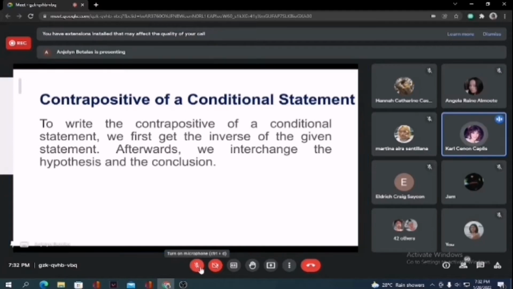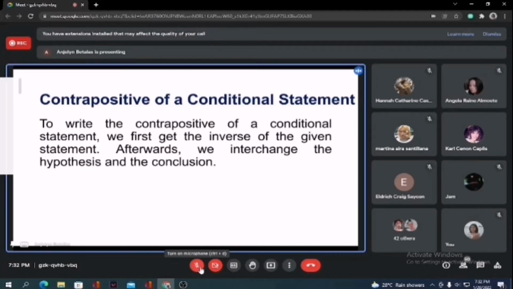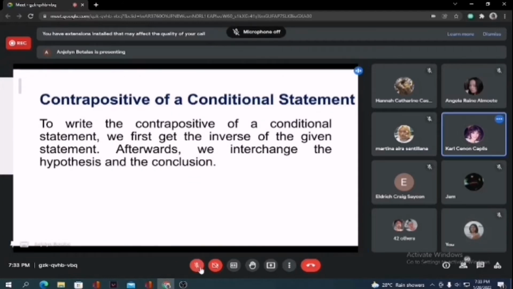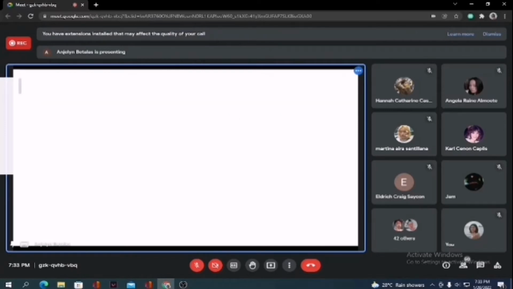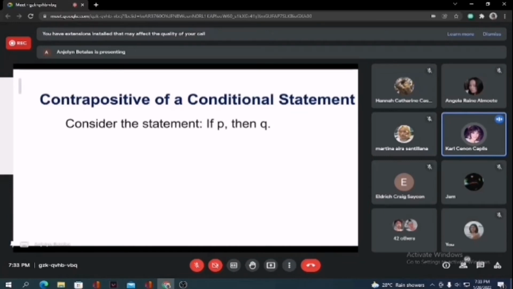Contrapositive. To write the contrapositive of a conditional statement, we first get the inverse of the given statement. So, to inverse gani, kung ano sa nato ang negative. Afterwards, we interchange the hypothesis and the conclusion. So, duha na ka-step yung gibuhat. Gi-inverse nimo, then imo na yung gi-interchange. Kuha? Yes, ma'am. So, step by step siya, ma'am.